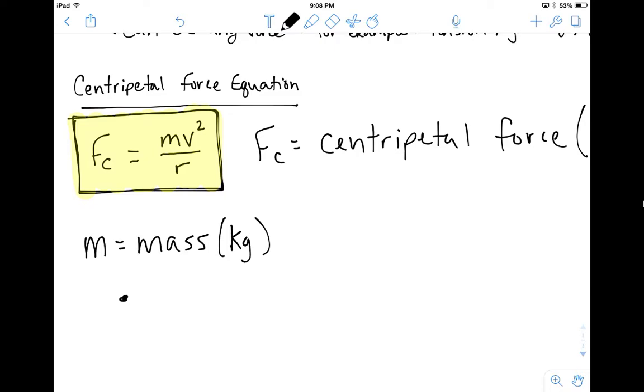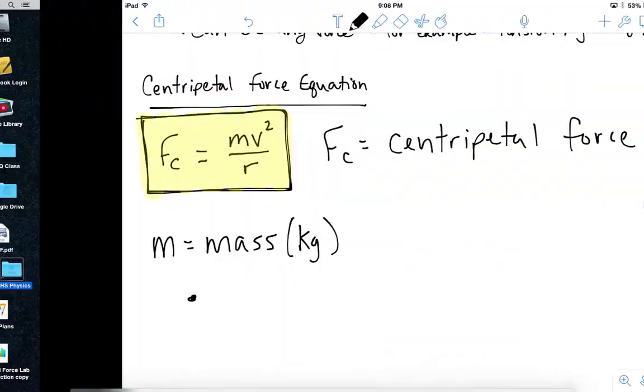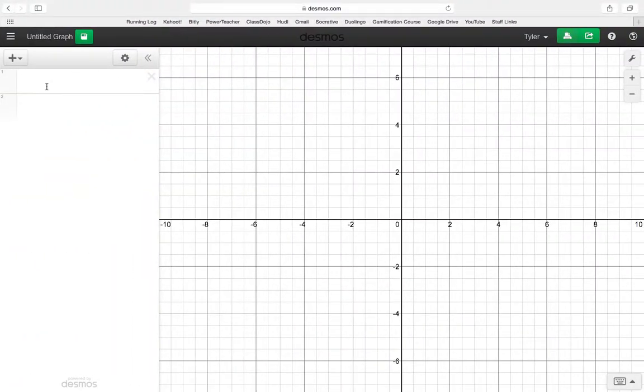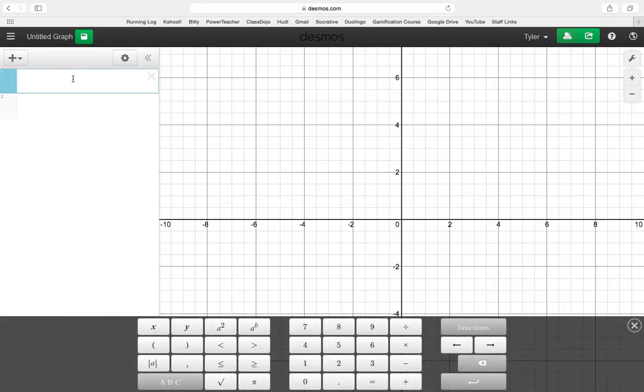So I've got kind of a neat thing I want to show you guys here, a little demonstration, okay? This website is called Desmos. It is an online graphing calculator. Now, we're actually not going to use the graphing section of it. We're just going to create the equation. So remember, our equation, if you look at your notes, is F equals mv squared over r.